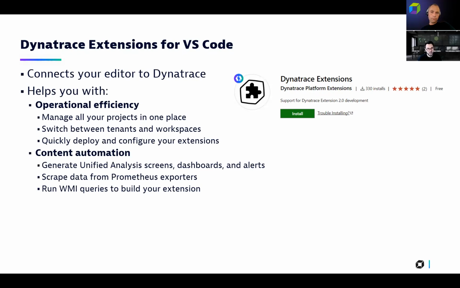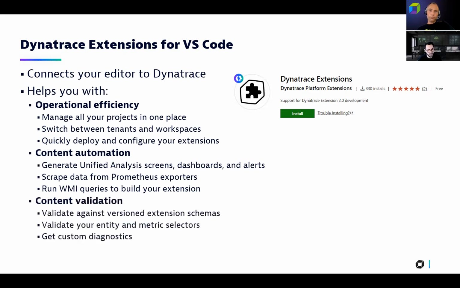With the VS Code engine and with the fact that now our extensions are declarative, just using a YAML structure, this opens up a whole possibility for automating content. So actually the extension can generate for you unified analysis screens, dashboards, and alerts from the data that you have in your extension manifest. You can also, for certain types of data sources, connect with the data. So you can scrape metrics from a Prometheus exporter, for example, and drop them straight into your manifest. For a WMI extension, you can run those queries onto your local system and bring in those metrics and dimensions.